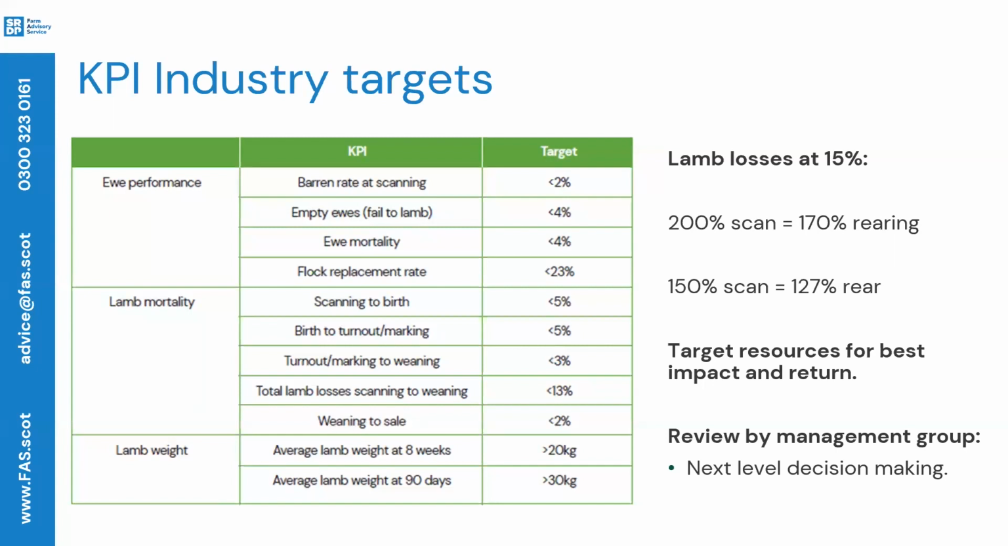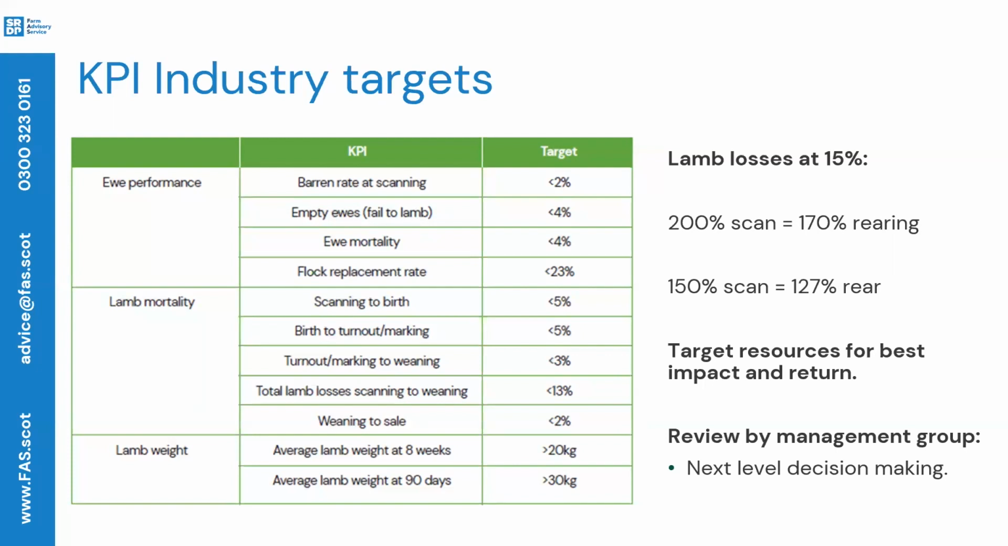Ultimately you're doing this to target your resources. And if we can review by management group, we can sometimes get some next level decision making. We can really pull apart, for example, lamb losses by gimmers or ewe lambs separate from mature ewes, or different management groups, and we can learn more about what's going right or wrong.